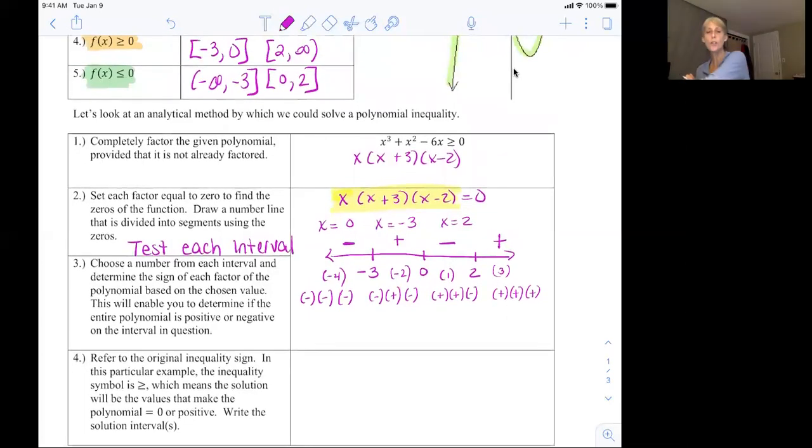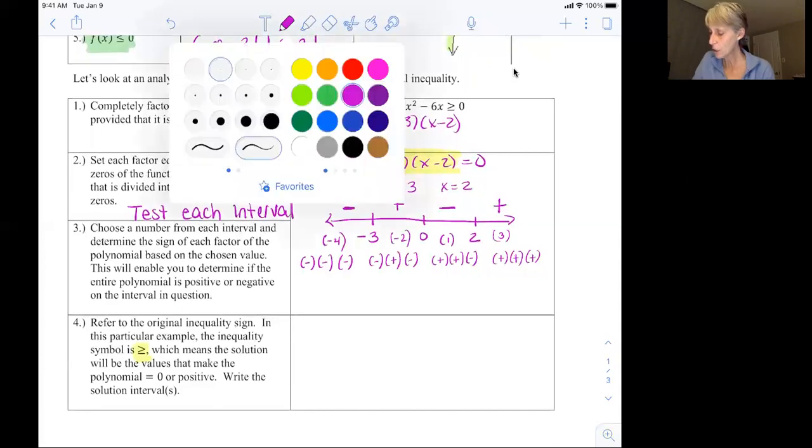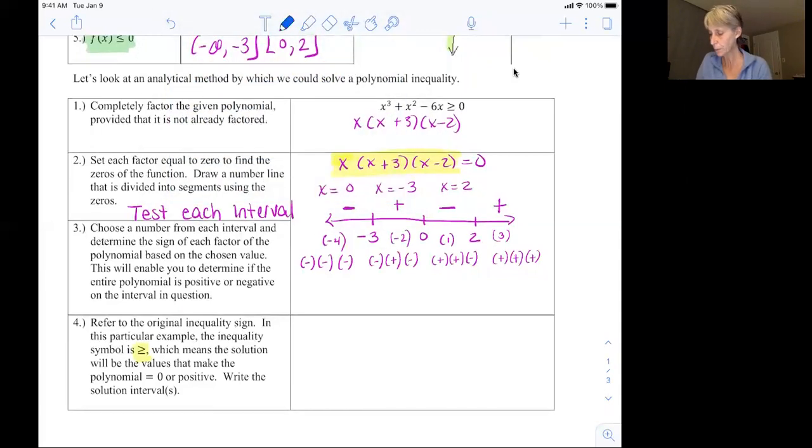When we're writing our solution set based on our number line, we're going to refer to the original inequality. Okay, so in this case, we're greater than or equal to 0 when we're identifying our solution set. So the solution will be the values that make the polynomial equal to 0 or positive. So strictly from our number line, then we're going to match it with our graph above, but we're not always going to be looking at the picture. So strictly from our number line, we want to identify, and I'll change my color so we could see it a little bit. Greater than or equal to means I'm taking the positive values.